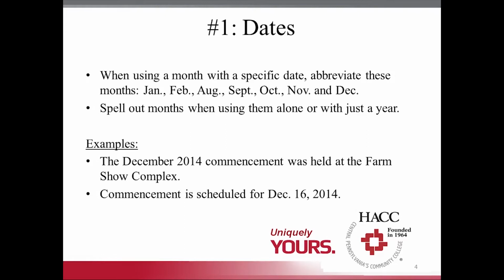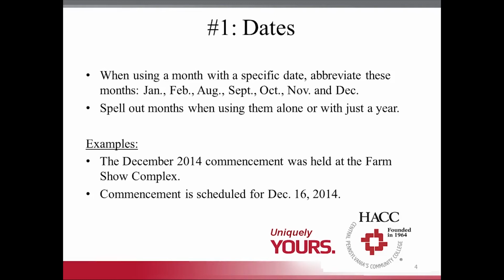When you use a month with a specific date, abbreviate the following months: January, February, August, September, October, November, and December. When you're using the month alone or with just a year, you spell out the month for all months of the year. So the following examples show that.